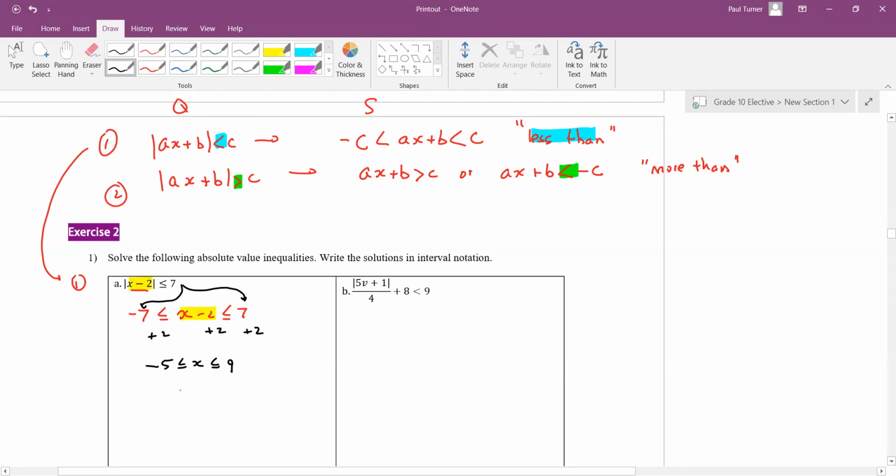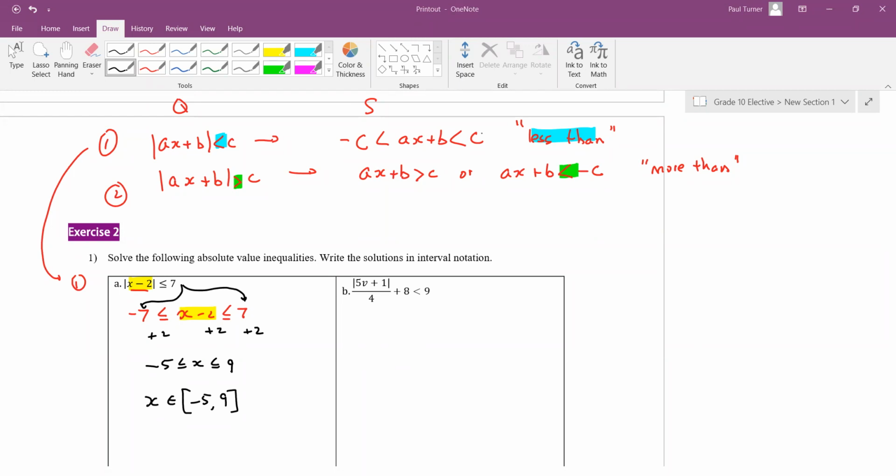Write your solutions in interval notation. So X is a member of -5 to 9. That's your interval form. Okay, that's your answer. So hopefully you did that. I won't take any score on this first one, so I'll take a note of that and remind you later. But for the first one, I'm just giving you a bit of practice.